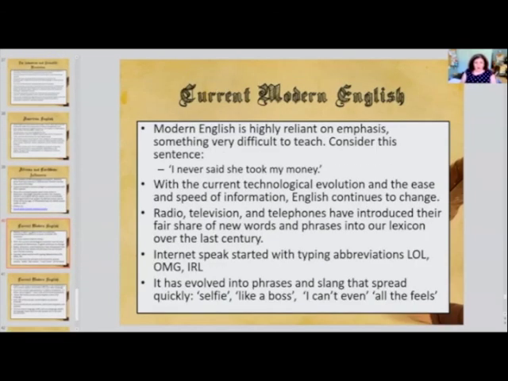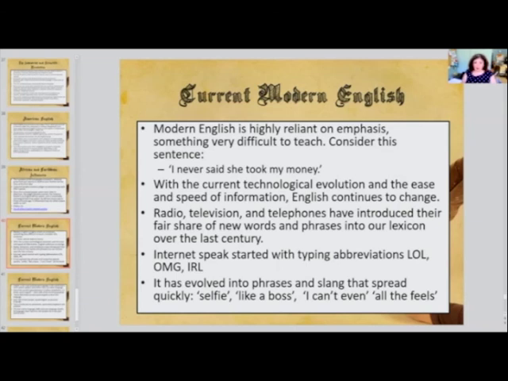Current modern English, how I am talking to you right now, and hopefully how you're understanding me. Modern English has a different problem when we're trying to teach it to speakers, which is it is a language that is extremely dependent on how we emphasize words. So I love this particular example. The sentence is, I never said she took my money.